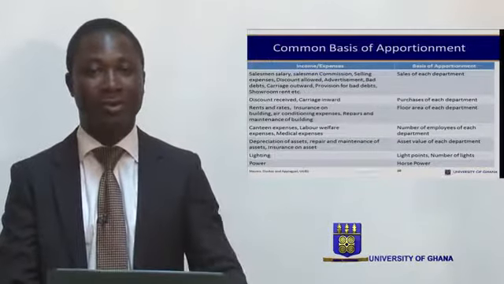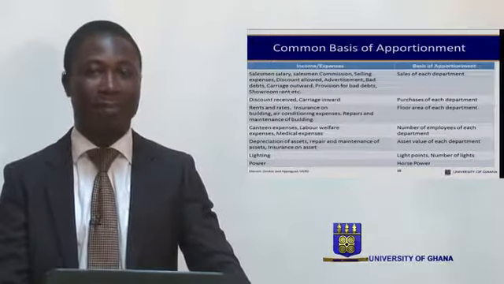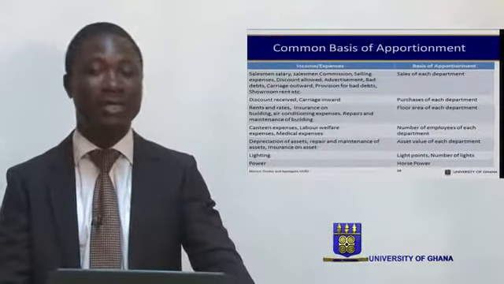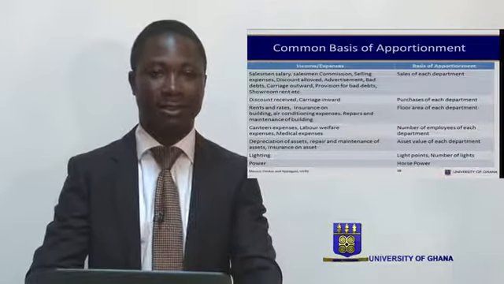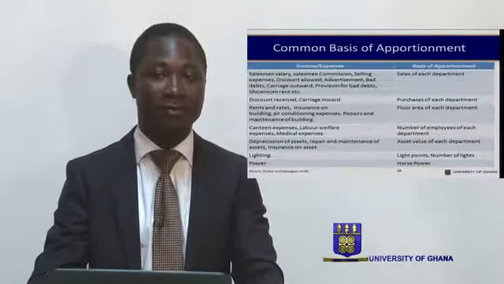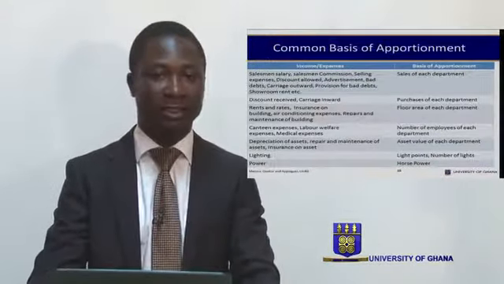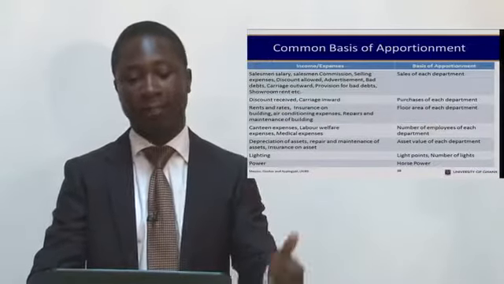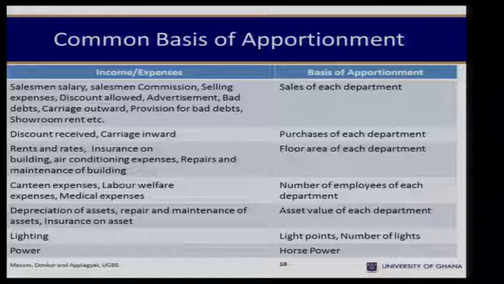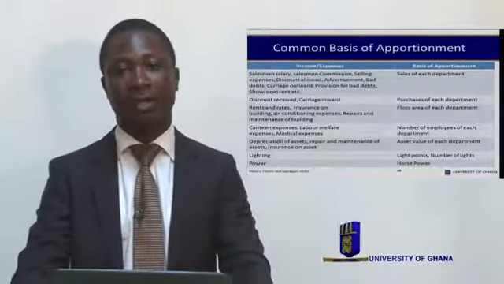Beware, we are using "reasonable" because the basis of apportionment for one organization may not be the same for other organizations. But as accountants, we believe that there should be some reasonable basis for sharing common expenses among various departments. For example, if you pick the sales of each department, the salesman salary, salesman commission, selling expenses, discount allowed, advertisement, etc., could be expenses that could be shared based on the sales of every department.